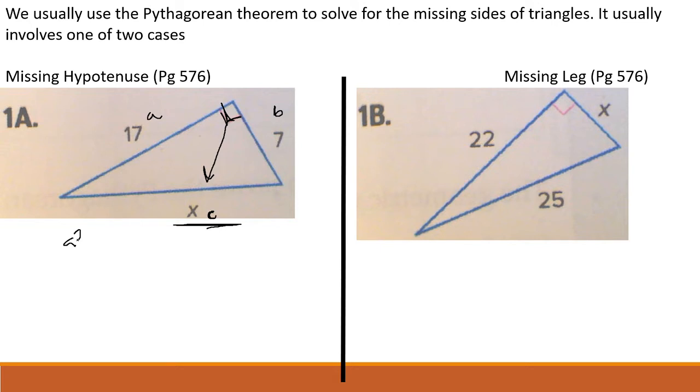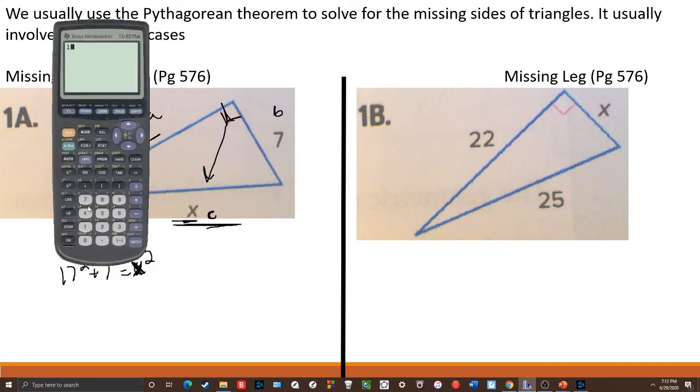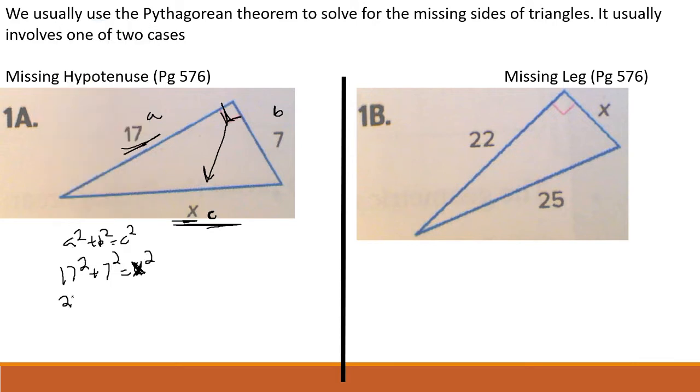So I'm going to set up my theorem here. A squared plus B squared equals C squared. We get 17 squared plus 7 squared equals x squared. So all I'm doing is taking my variables and replacing them with either the number that goes with them or the variable that goes with them. So then I just go through this problem and solve for x squared, or x rather. So what's 17 squared? That's 289. 7 squared is 49. Equals x squared, not plus x squared.